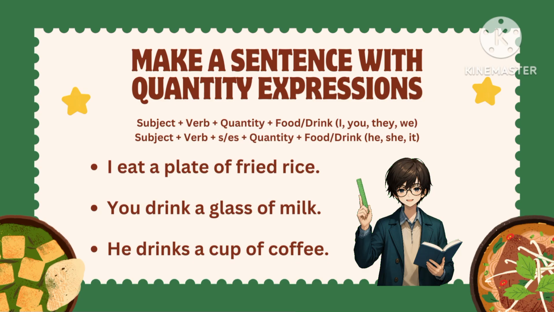Second sentence is, you drink a glass of milk. You as a subject, drink as the verb, a glass of as a quantity, and milk as a drink. And the last one is, he drinks a cup of coffee. He as a subject, drinks as the verb, a cup of as the quantity, and coffee is a drink.